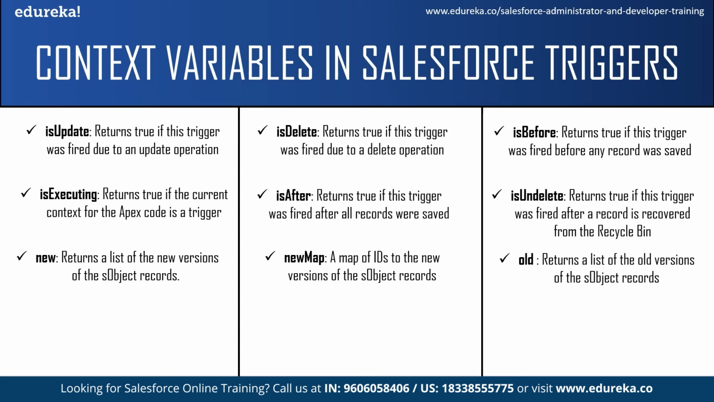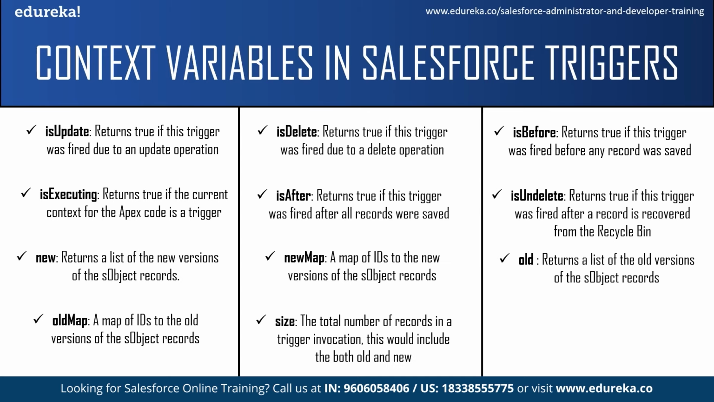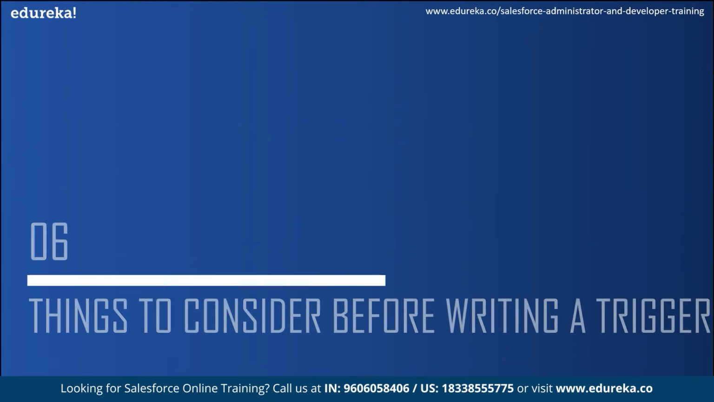After this, we have old. Old returns a list of old versions of the sObject records. This sObject list is only available in update and delete triggers. After this, we have oldMap. oldMap is a map of IDs to the old versions of the sObject records. This map is only available in update and delete triggers. And finally, we have the size context variable. This returns the total number of records in a trigger invocation. This would include both old and new. So these were the context variables in Salesforce. Now let us move on to the next topic and take a look at the things to consider before implementing a Salesforce trigger.